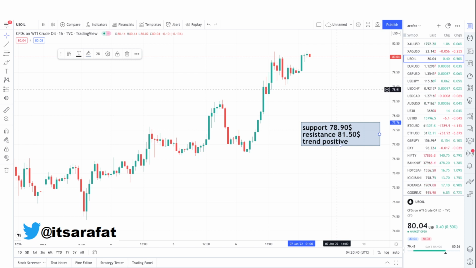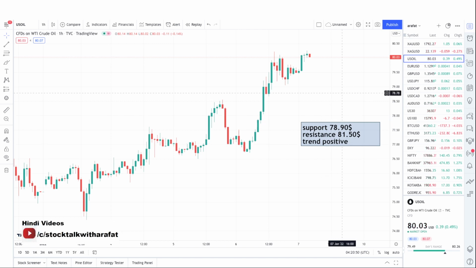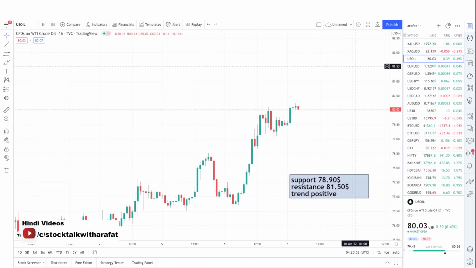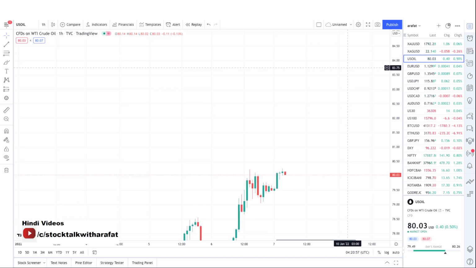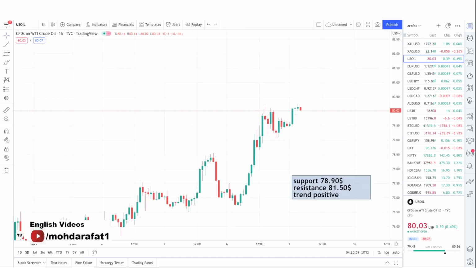78.90 is the support in the crude oil price. If crude oil breaks and sustains below the support, then expect $78 and $77. Resistance at $81.50. Above this resistance, expect $82.50 and $84. Currently, crude oil is trading in a positive zone, so trade accordingly.